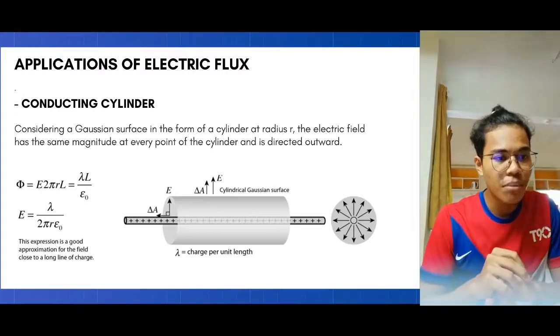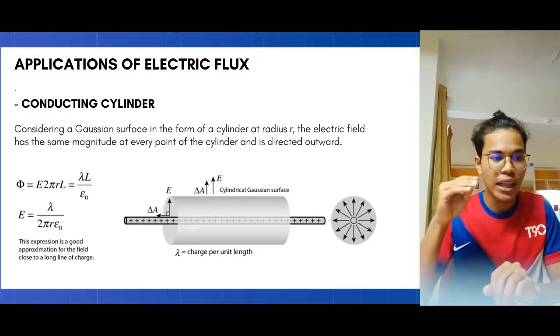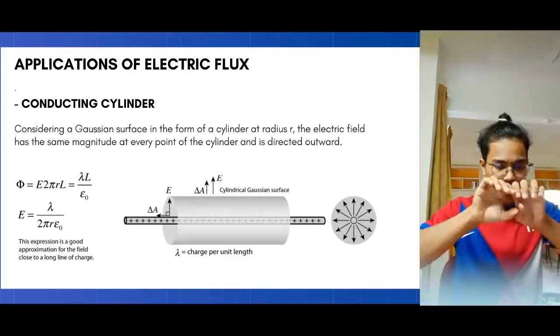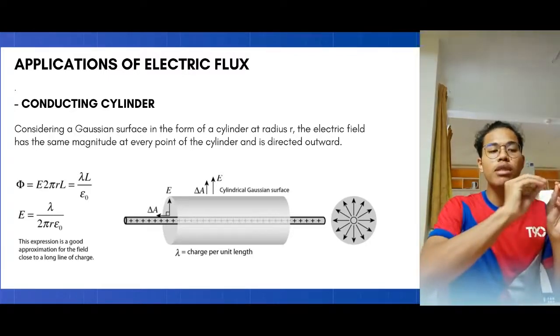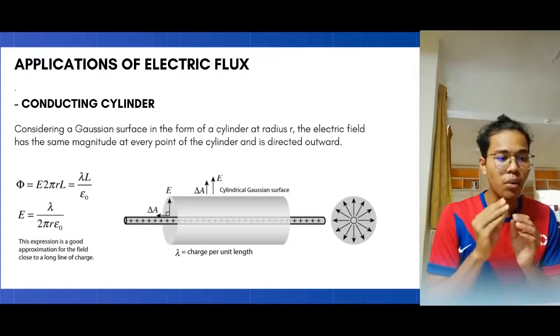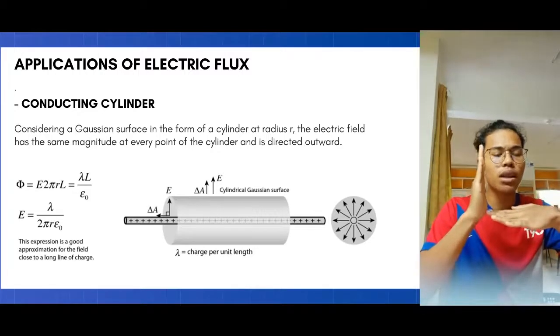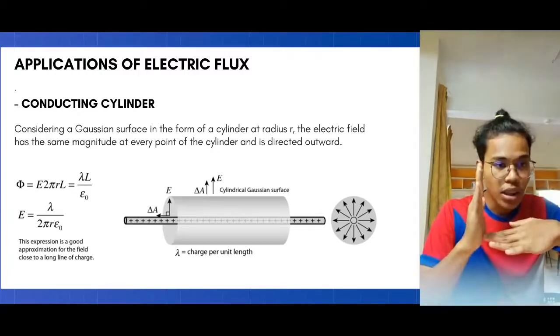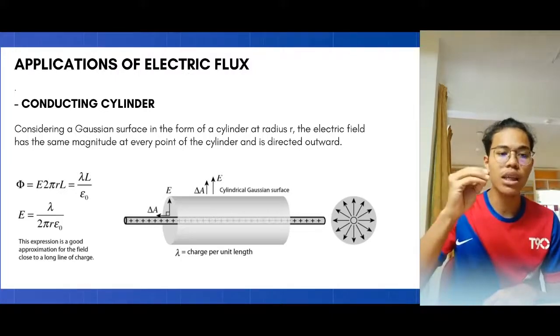It means that the electric field has the same magnitude at each point of the cylinder and is pointing outward, meaning on the surface of the cylindrical conductor we have only positive charge along the surface. What do we mean by pointing outward? It means that it is perpendicular to the surface, whereby the electric flux is then just the electric field times the area of the cylinder.